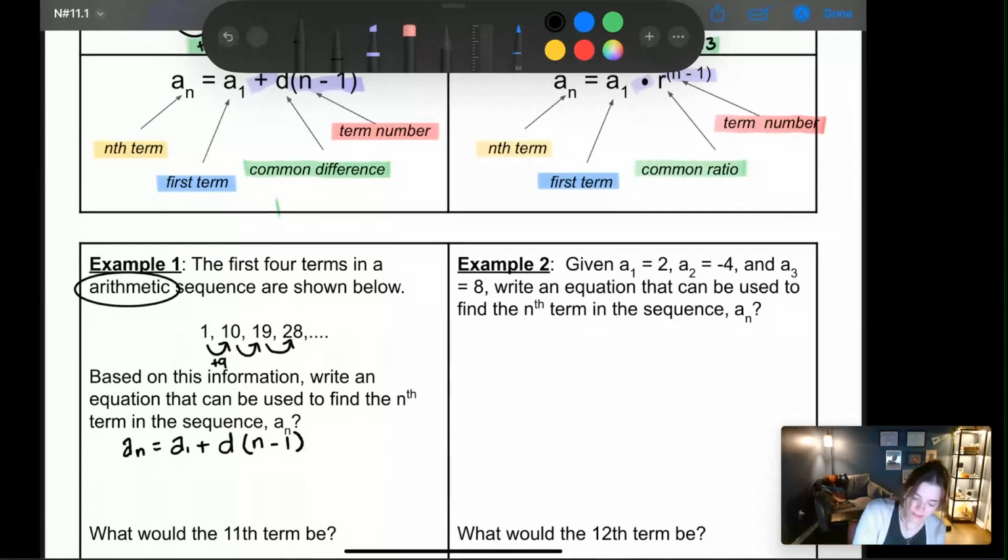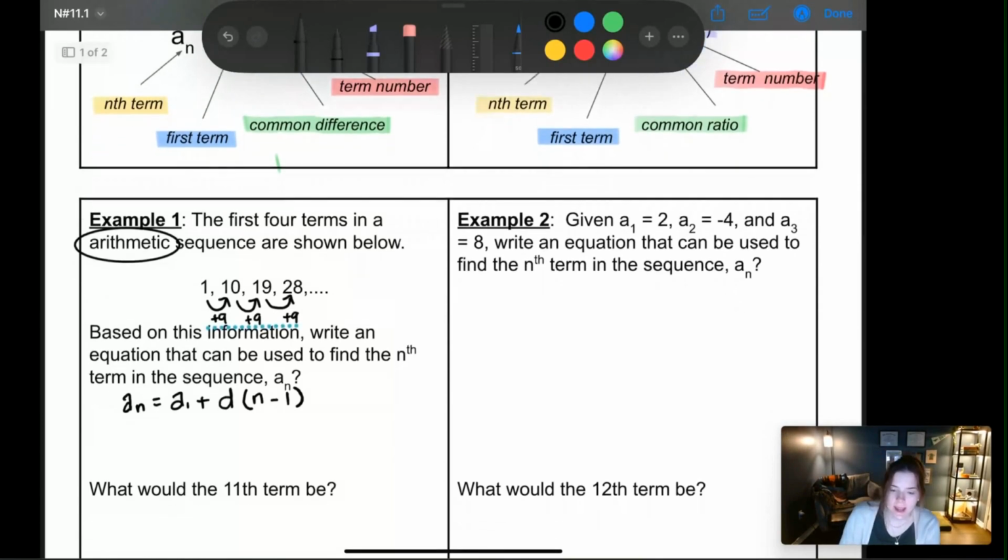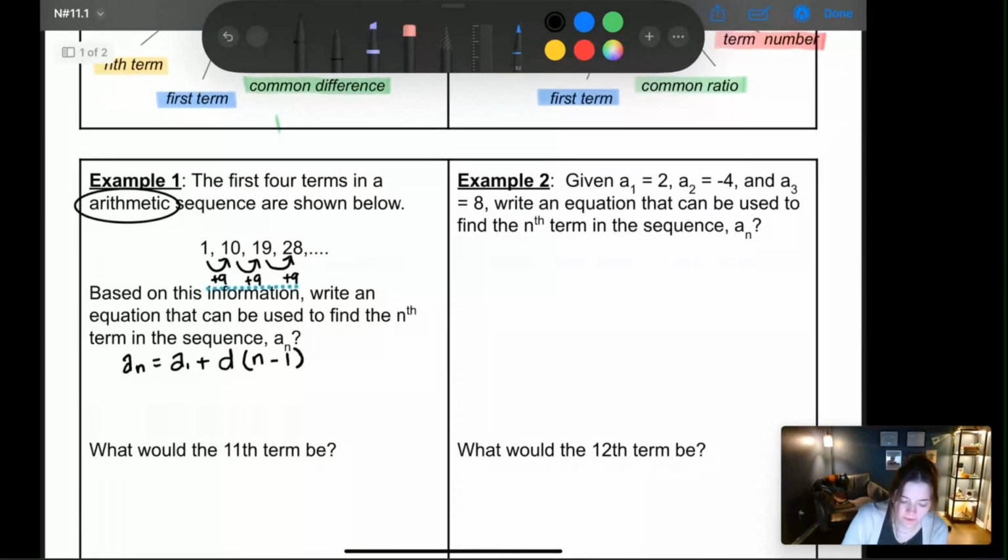1 plus 9 is 10. 10 plus 9 is 19. 19 plus 9 is 28. So my common difference is 9. Now that I know that, I can start filling everything in. I know my common difference. I know my first term. And then the other thing that we're going to find out is the n term. But let's fill out what we have so far.